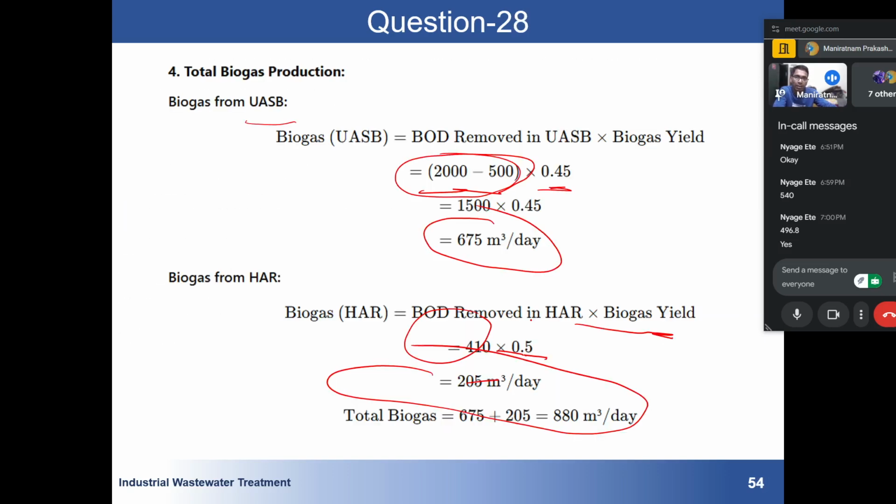Okay, any doubt in this? This was just an interesting question where we are using two reactors. This type of question you can expect in your final assessment. Any doubt?